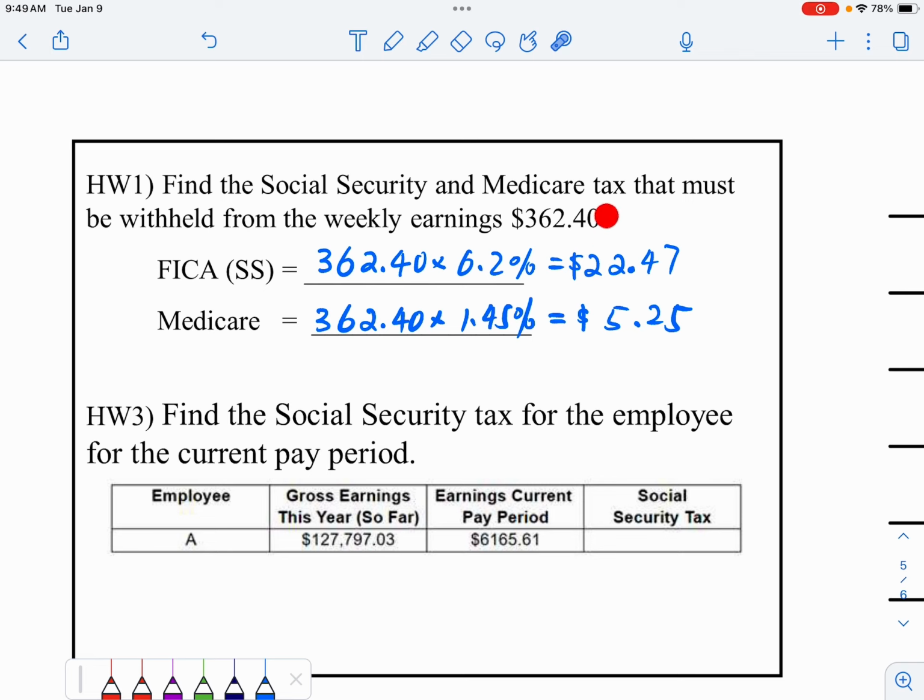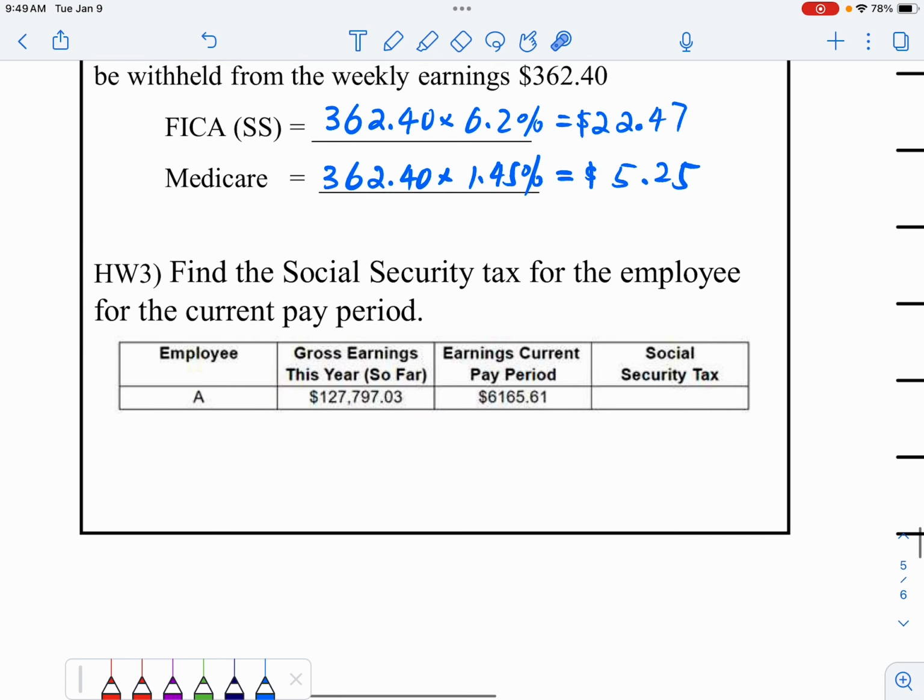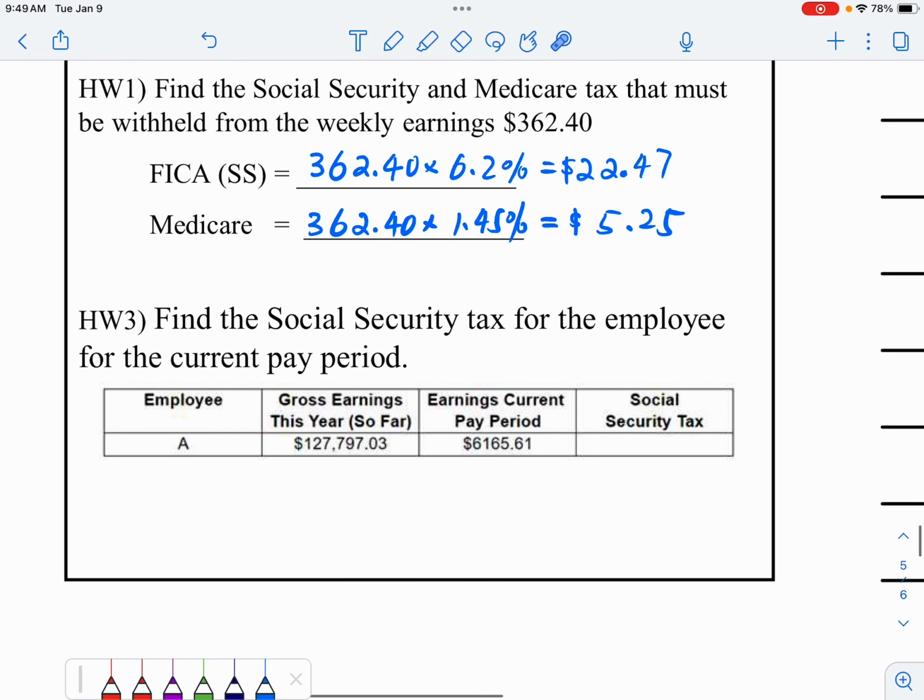So what if you have weekly earnings like this much? You won't get this many, because this amount will be deducted from the paycheck. Okay. Now let's look at the next example. Find the Social Security tax for the employee for the current pay period.